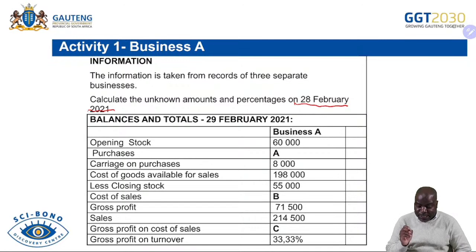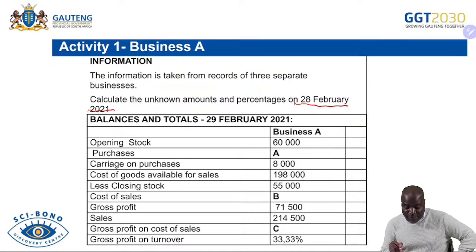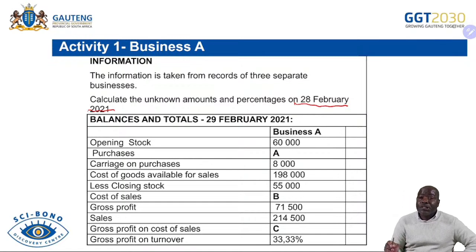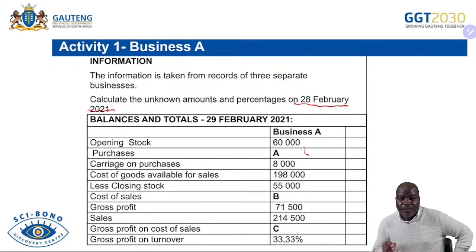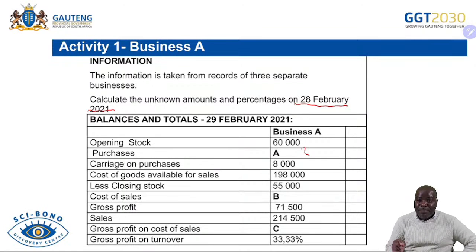Balances and totals 28 February 2021. Opening stock is 60,000 rands. Purchases is A. What do they mean there? They want us to calculate. They think they are clever, but you are more clever. Remember, we have already shown you how to shoot that down. We said it's the bottom-up method. You reverse your calculations. You change your signs. And remember, as you change your signs, your cost of sales won't change the sign.